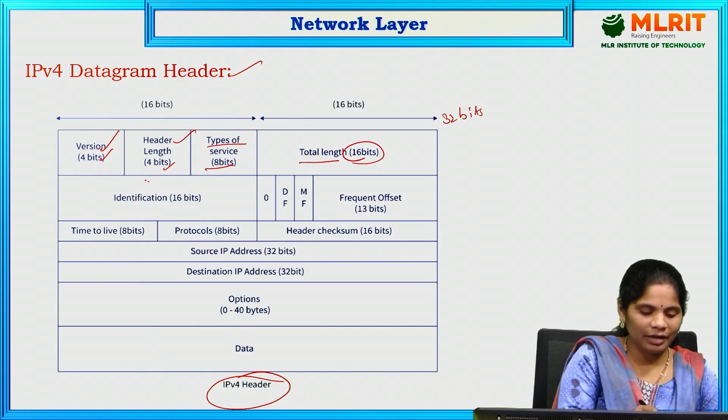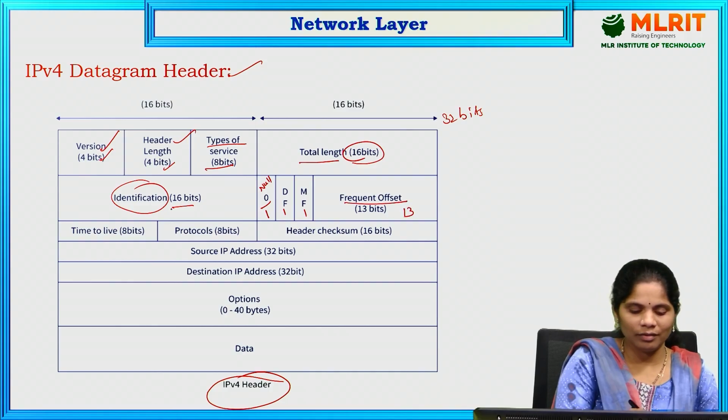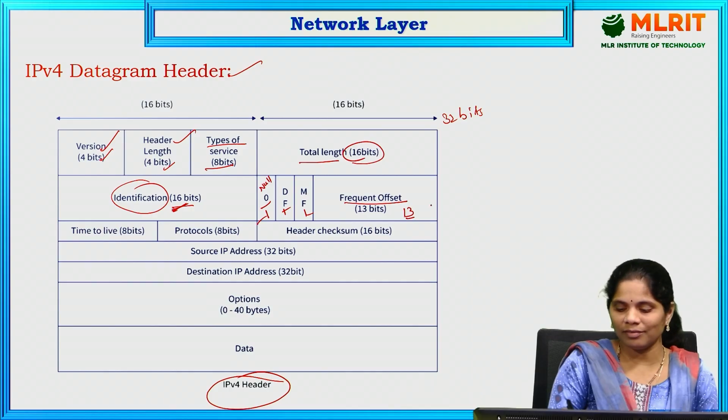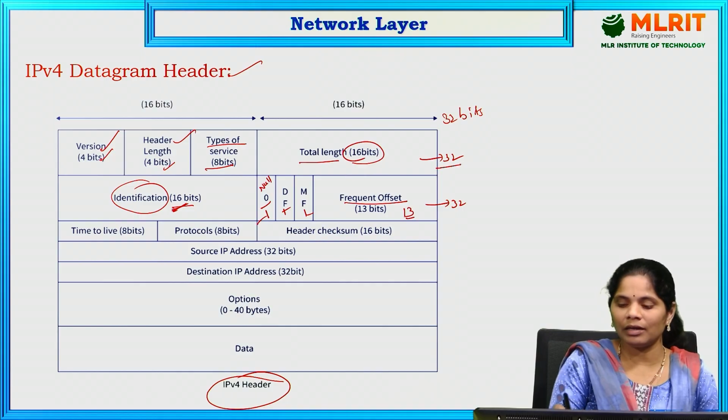Next, identification has 16 bits. The first flag bit is 0, meaning the reserved null bit. The next is the don't fragment flag, and then the more fragment flag, and the fragment offset has 13 bits. Here it is 16 plus 16, so this is also 32. Like this, each and every row is indicated with 32 bits.